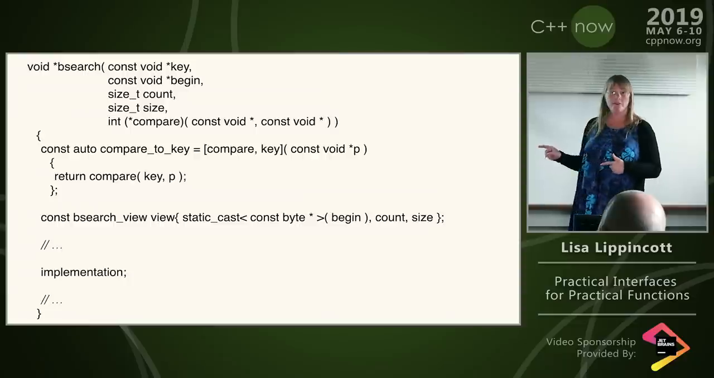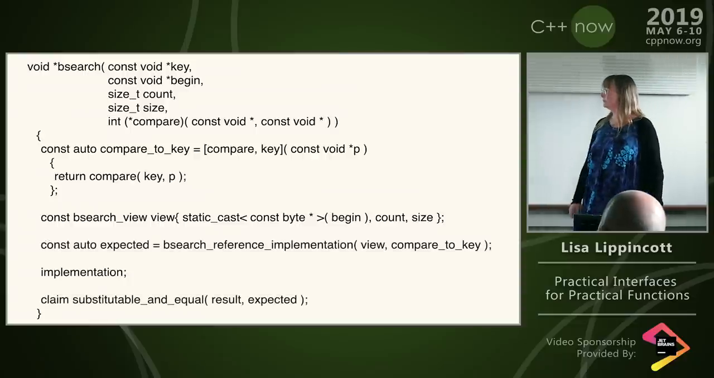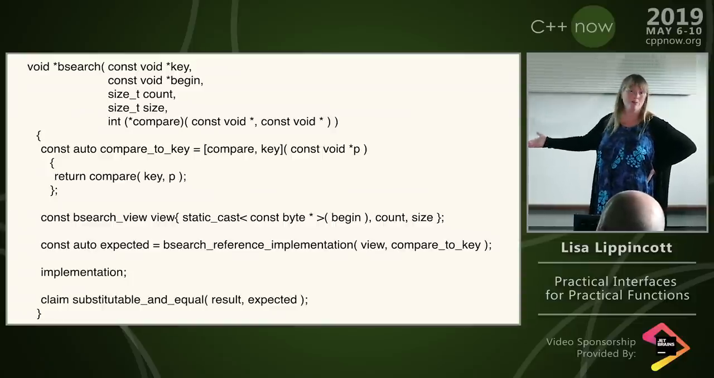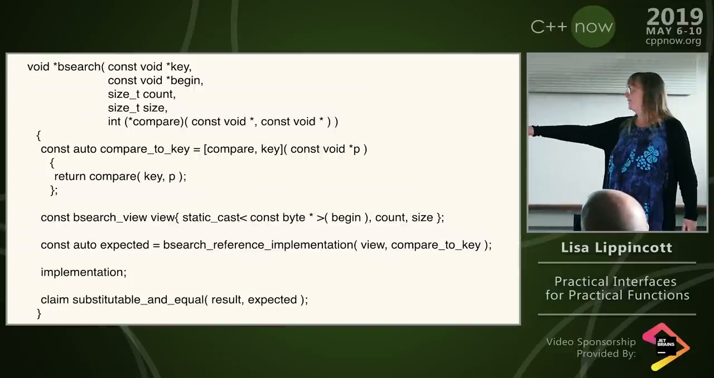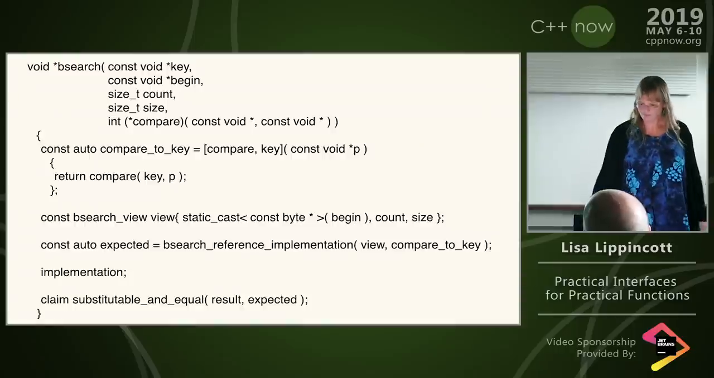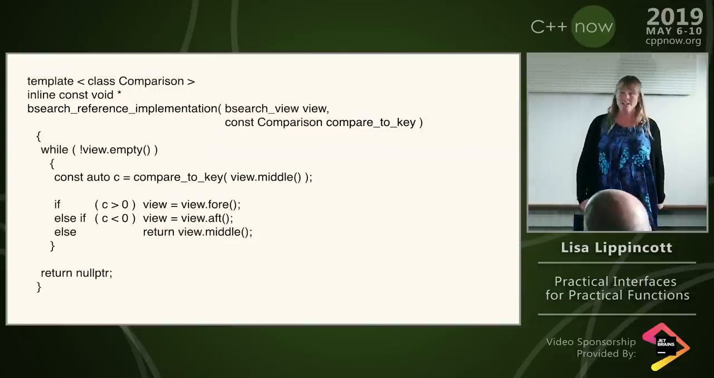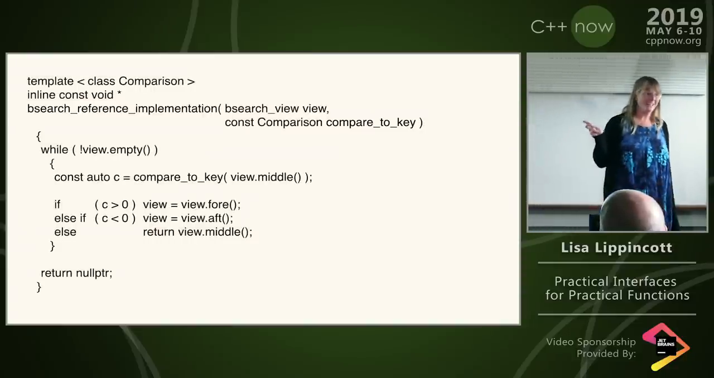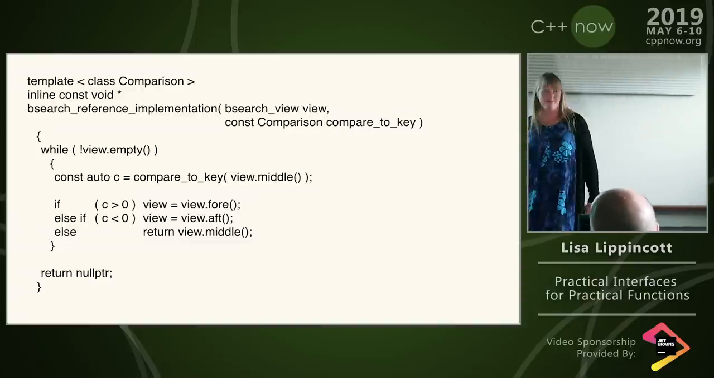We don't have a lot of room left, so we'll write the reference implementation as a separate function. I'll tell you right now, we're going to call a reference implementation like before, and at the end, we're going to say substitutable n equal result expected result. So here's our reference implementation. Once we have a bsearch view, it's actually fairly easy to write our reference implementation. I feel pretty happy with the way this came out.